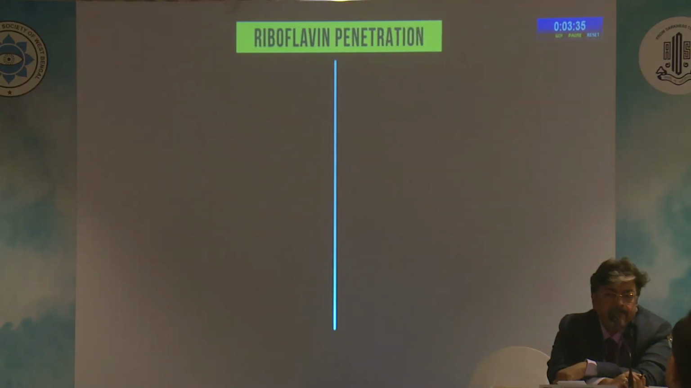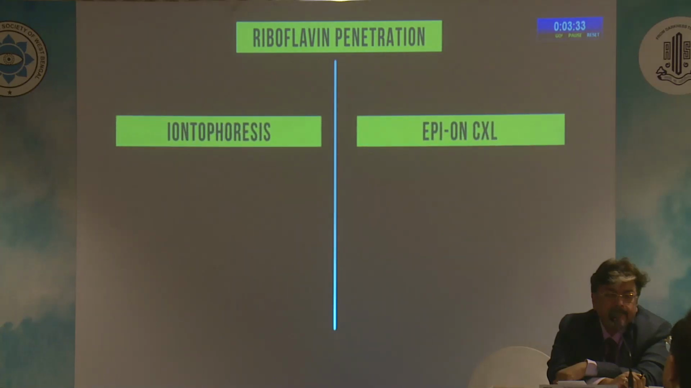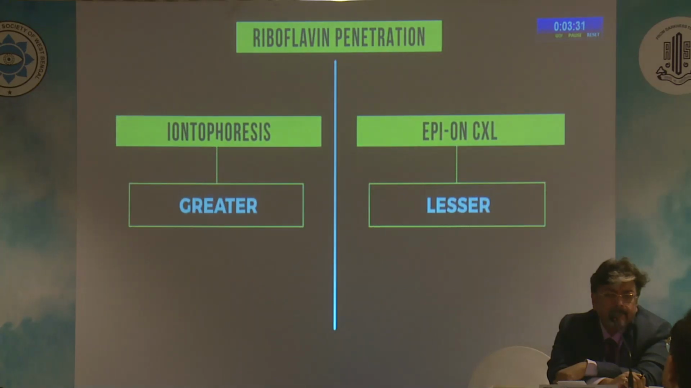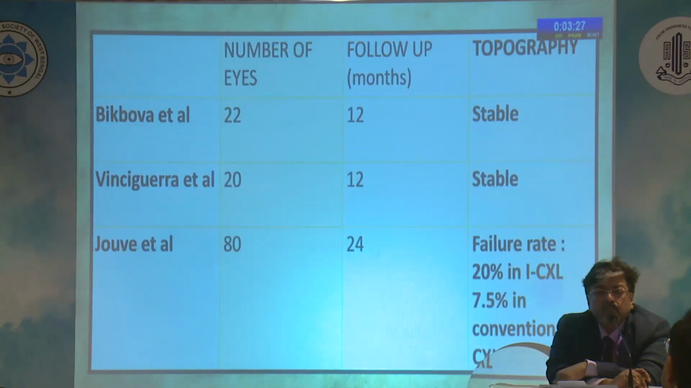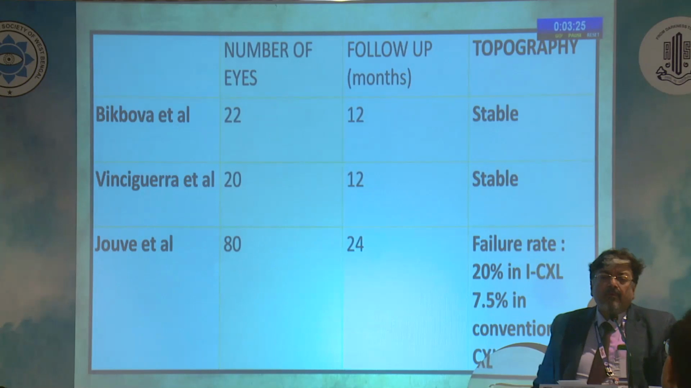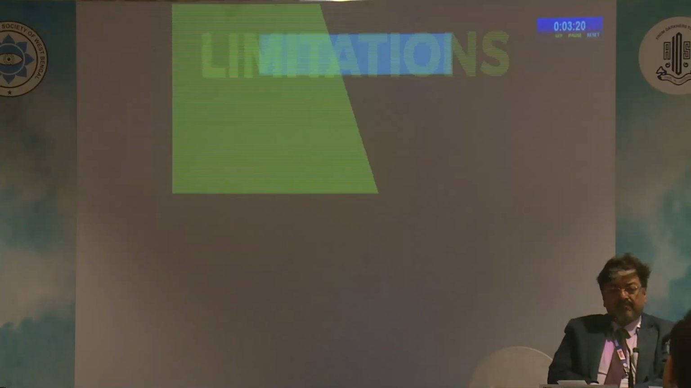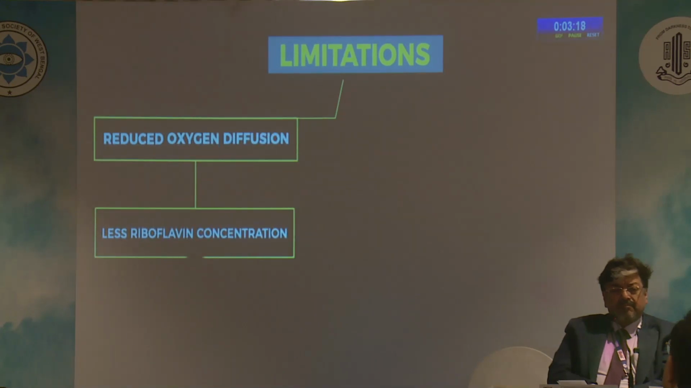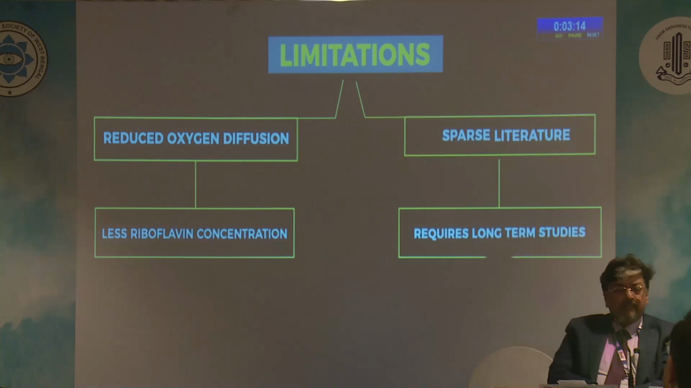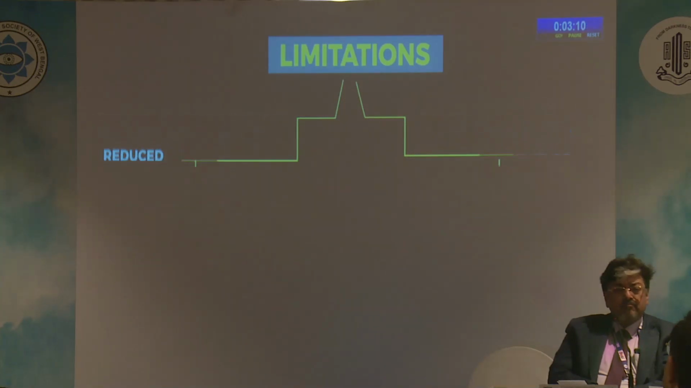Mastropasqua et al. showed that transepithelial iontophoresis allowed greater riboflavin penetration compared to the conventional Epi-on technique. Most studies showed stable results, with Jouve et al. reporting a 20% failure rate at the 24-month follow-up. The limitations of this procedure resemble those of the conventional Epi-on technique. The literature is also sparse, necessitating long-term studies to establish its efficacy and safety.